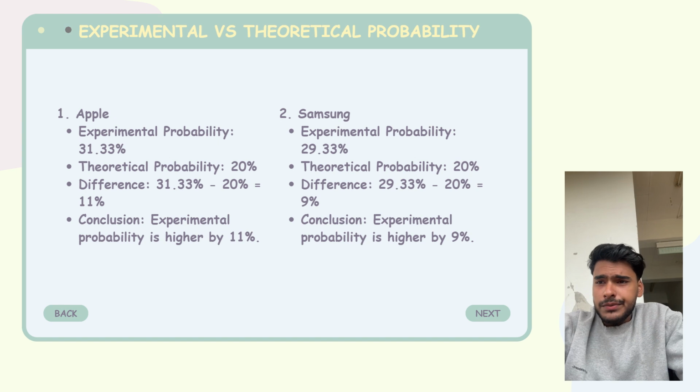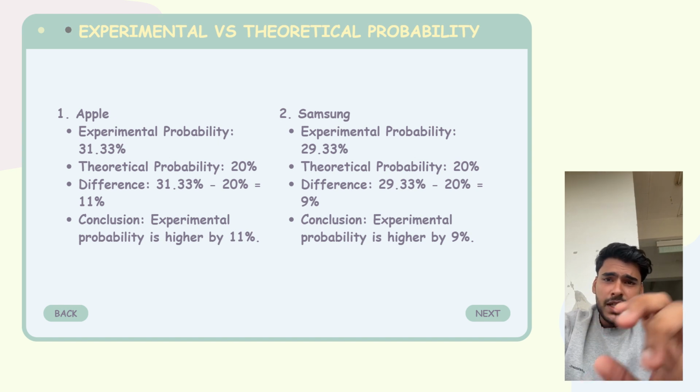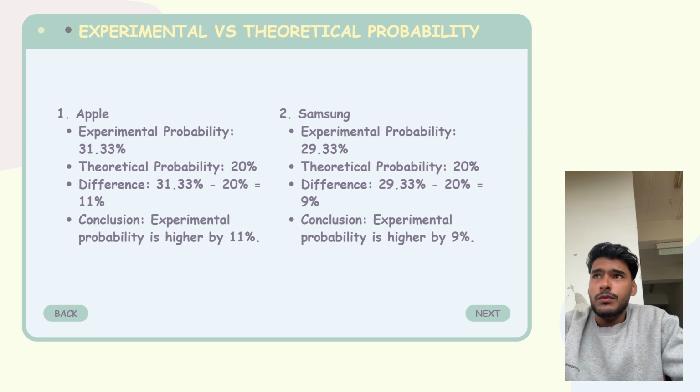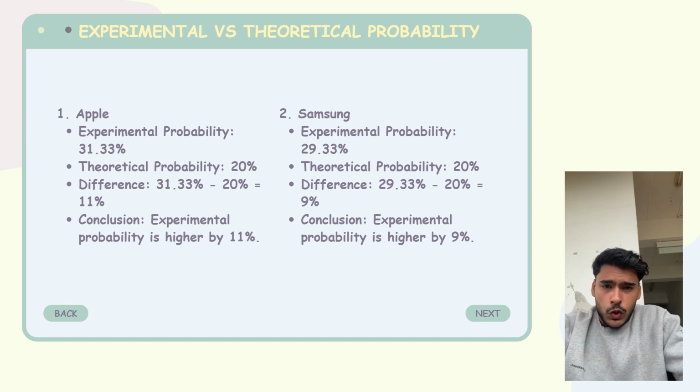So now I will talk about the difference between experimental and theoretical probability. We move to the first phone brand, which is Apple. Our experimental probability shows that Apple conquered about 31.33%, differing from its theoretical probability, which is 20%. To calculate the difference between experimental and theoretical probability, we need to subtract. So 31.33% minus 20%, we got 11%. Based on this, we can conclude that our experimental probability is higher by 11% compared to the theoretical probability.